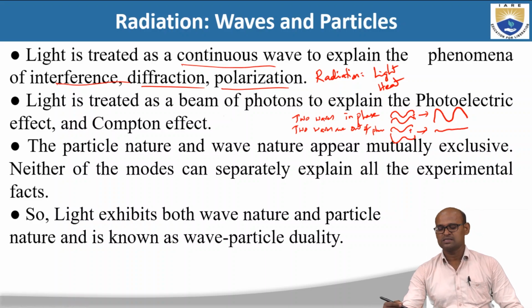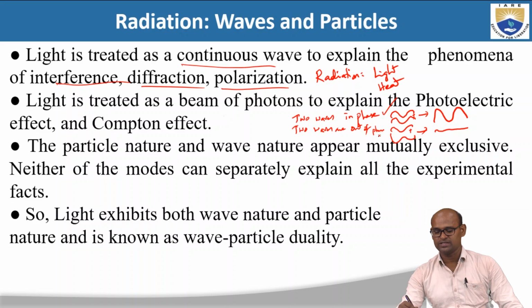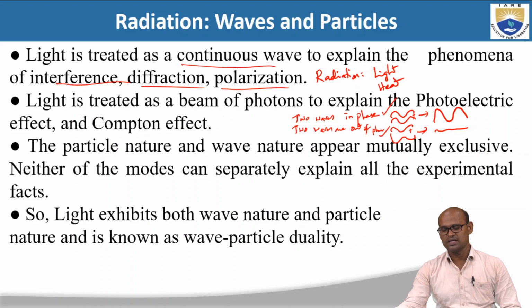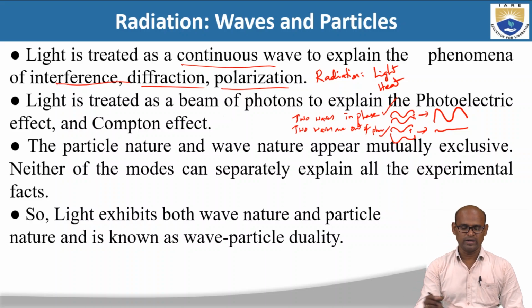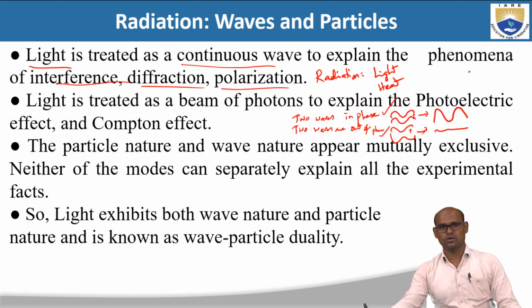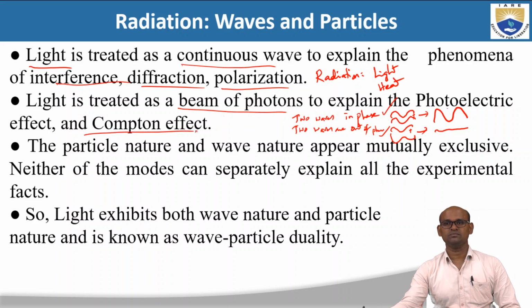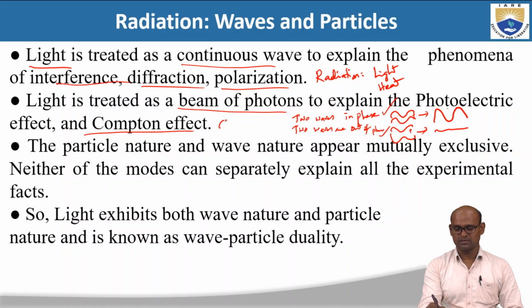So to understand this kind of constructive and destructive interference, we need to treat light as a wave. Similarly, to understand diffraction or polarization, we treat light as a wave. And the second one, light is treated as a beam of photons to explain the photoelectric effect and Compton effect. To understand the photoelectric effect, we need to treat light as a set of energy particles. Each particle is going to have energy h nu.